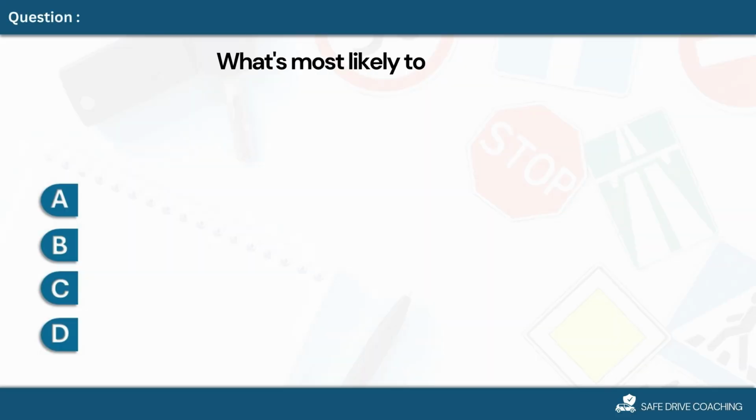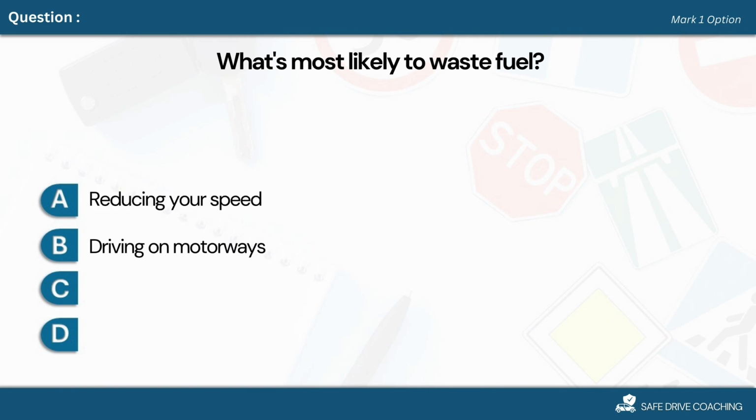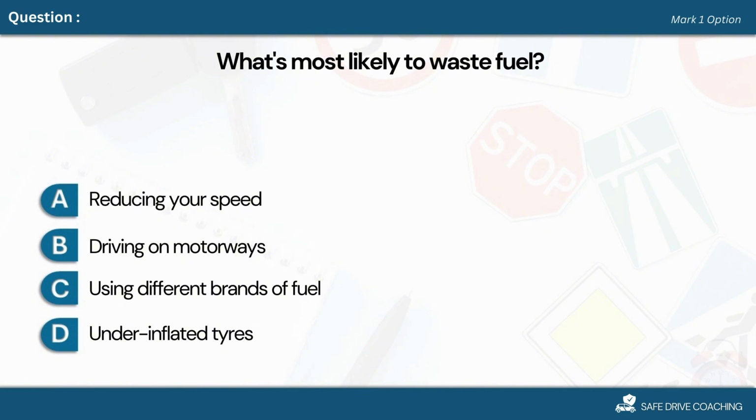What's most likely to waste fuel? A. Reducing your speed. B. Driving on motorways. C. Using different brands of fuel. D. Underinflated tires. The correct answer is D. Underinflated tires.